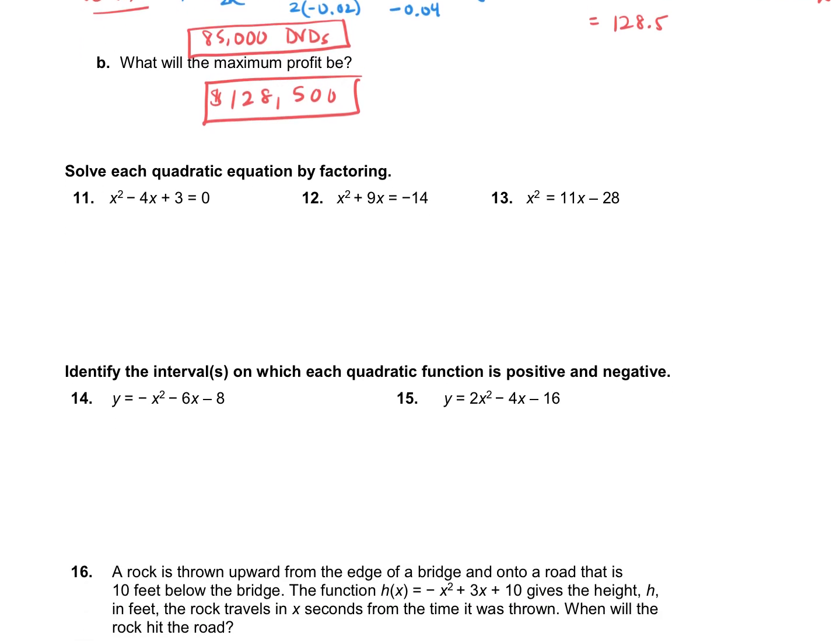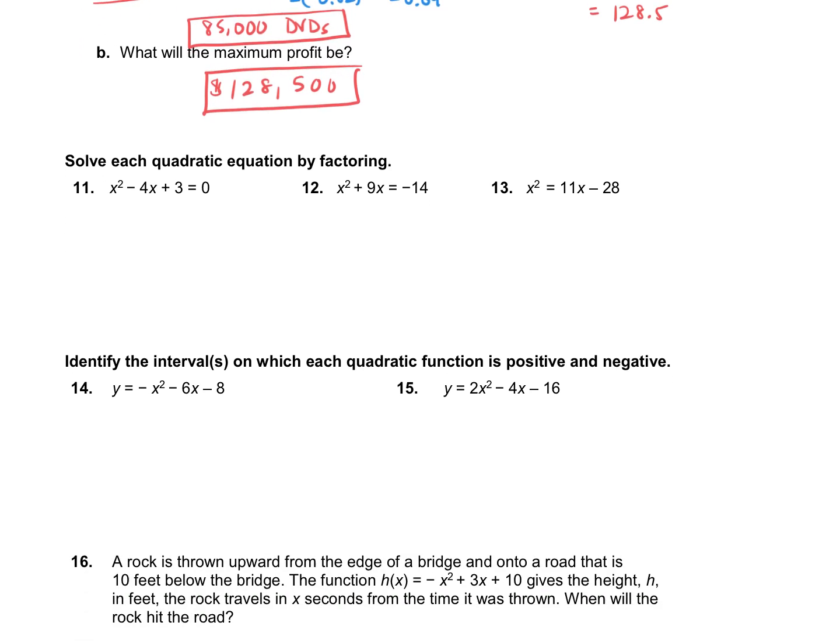All right, number 11, solve each quadratic equation by factoring. So when you solve a quadratic equation by factoring, you do want your quadratic equation set equal to 0. So this is ready for us to factor. When it's set equal to 0, you want to first check, do we have an x squared? These are our easier trinomials. So we have an x squared, which means we can go right to 3.